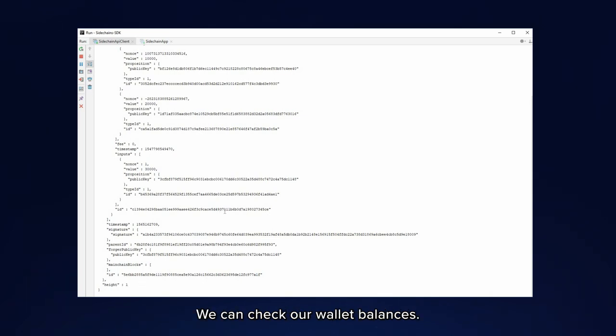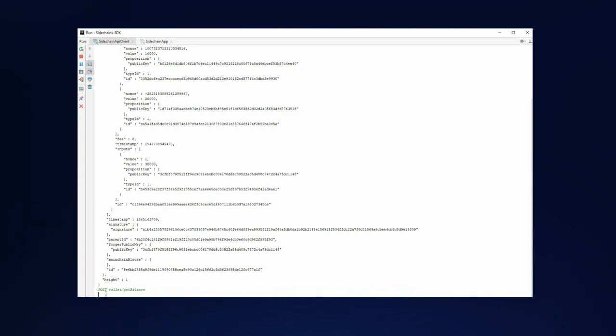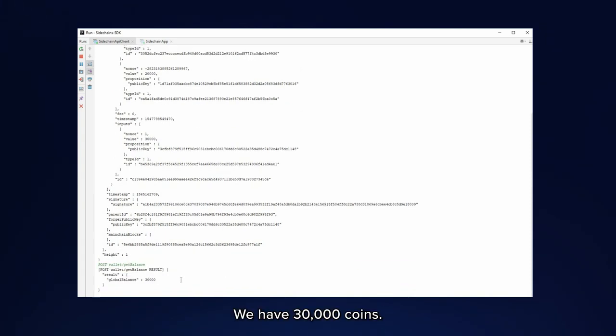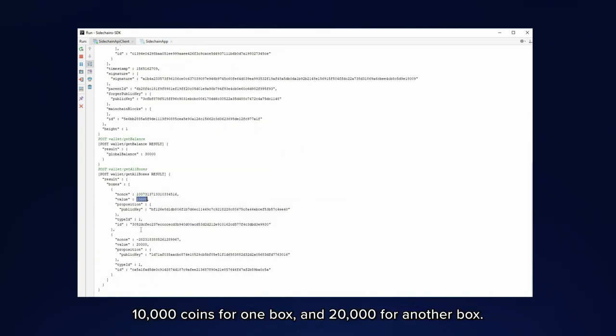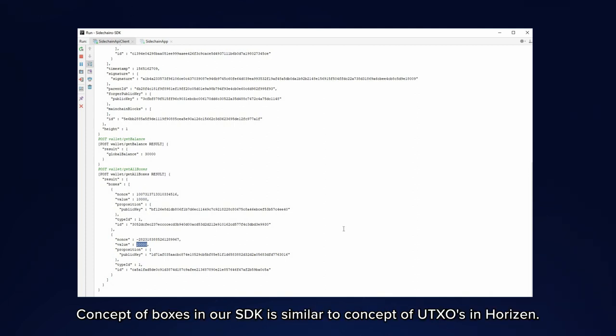We can check our wallet balances. We have 30,000 coins: 10,000 coins for one box and 20,000 coins for another box. The concept of boxes in our SDK is similar to the concept of UTXOs in Horizen.